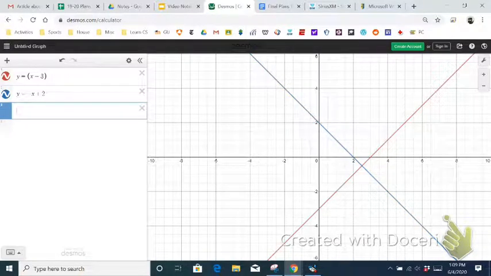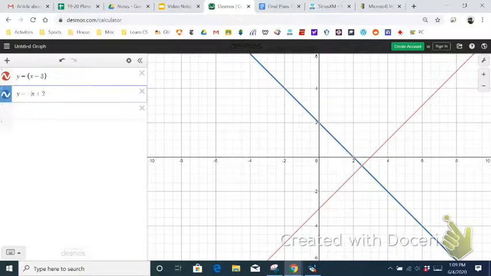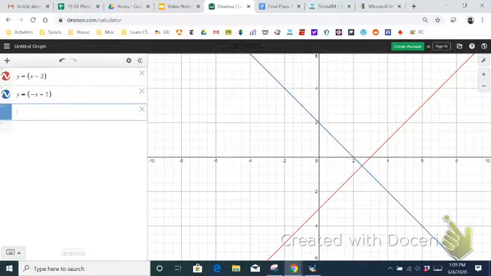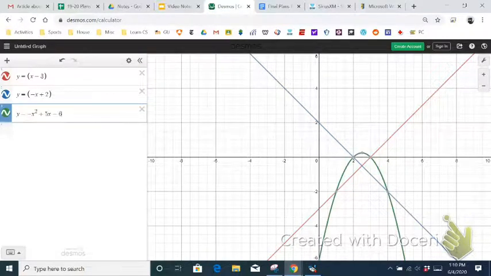Okay, now what would happen if I multiplied them together? If I multiplied negative x plus 2 with x minus 3, it would equal y equals negative x squared plus 5x minus 6. You can tell that has an end behavior where both sides go down. As x approaches infinity, y approaches negative infinity. As x approaches negative infinity, y also approaches negative infinity.